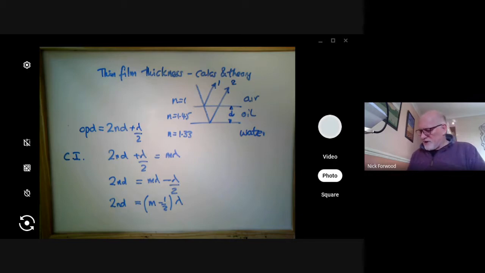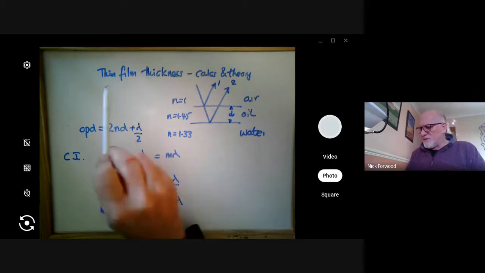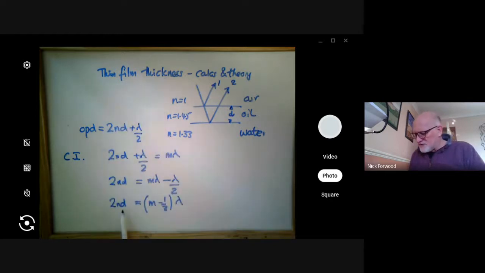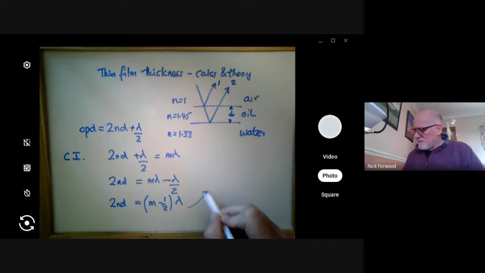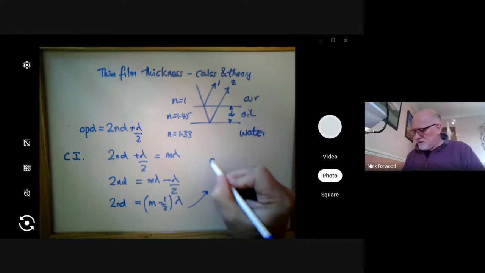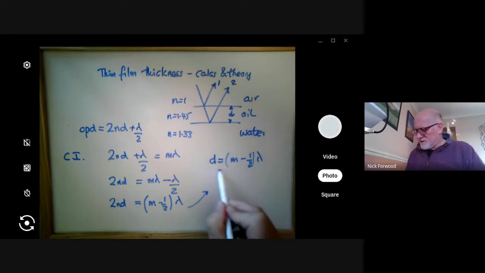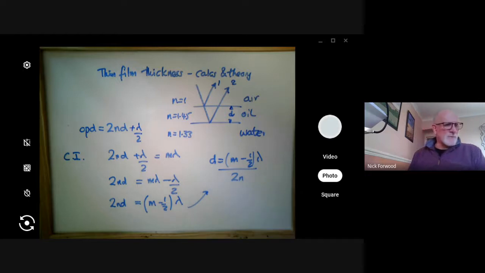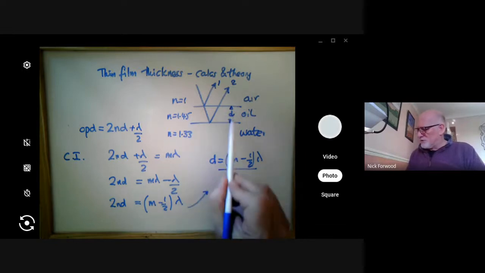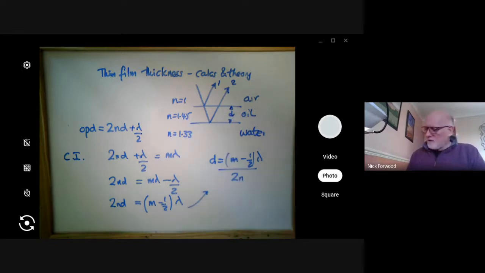And then we can rearrange this because I want to work out the actual thickness of the film. So I want to make d the subject of the formula. This is what we didn't do last week. Rearranging the formula, d is equal to (m minus a half) lambda on top, divided by 2n on the bottom. And n, remember, is the refractive index of the film of oil sandwiched in the middle. So this is our constructive interference thin film thickness formula.